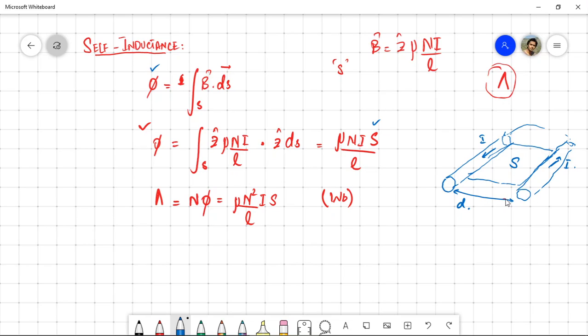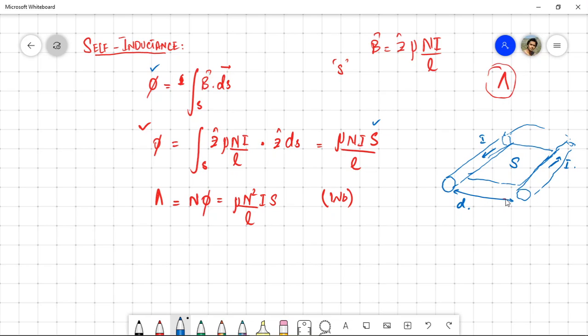So he's saying that as the maximum amount of current is flowing at the surface of the conductors due to the skin effect, that is why we are ignoring the flux which is inside the conductor, and we are taking this integral in between this space, or the surface area, which is present in between these two conductors.